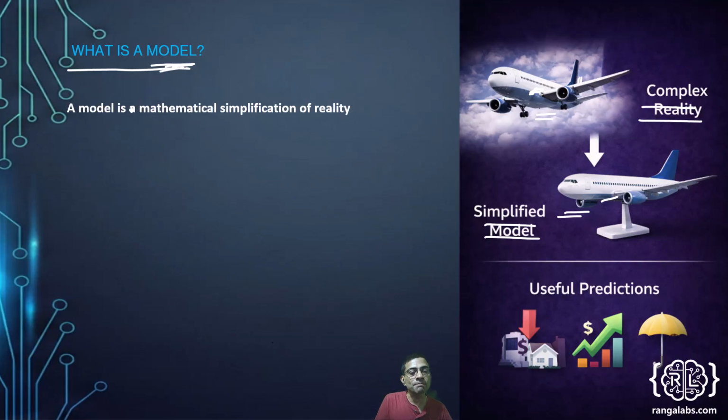A model is a mathematical simplification of reality. That's what I told you. You have the whole world, you have certain portions of the world, and we want to simplify the whole world into a single equation. Okay, if you put an input like this, you should get this output.